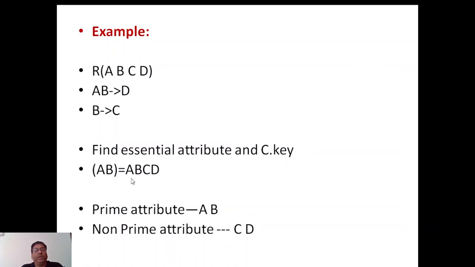So AB, when we say it is a candidate key, we call AB the prime attributes, and the rest of the attributes in our relation we call non-prime attributes. So we now know what a prime attribute and a non-prime attribute is. Prime attributes are those which are part of your candidate key. Non-prime attributes are those which are not part of your candidate key.